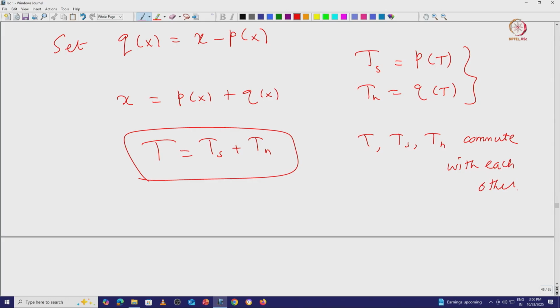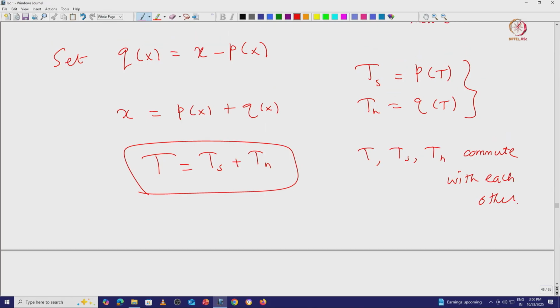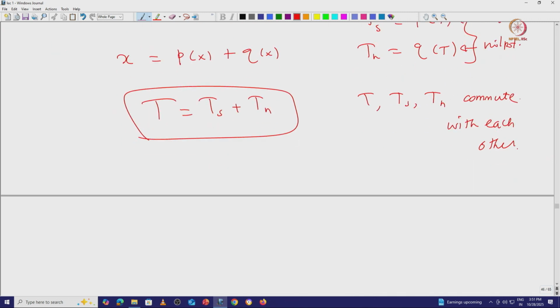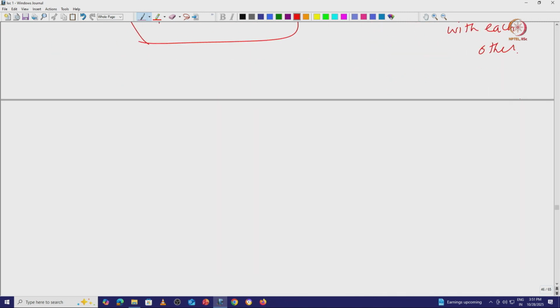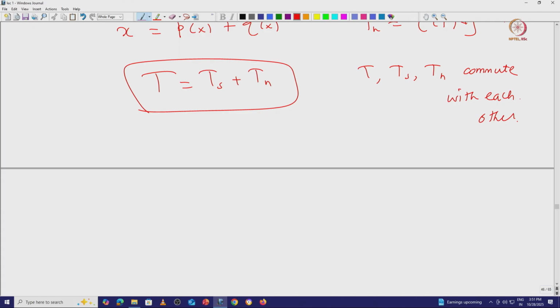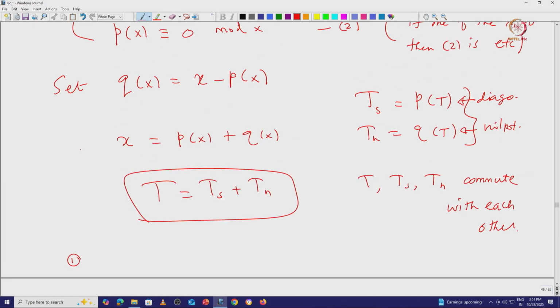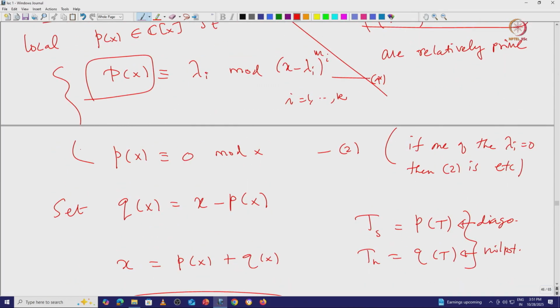Okay. So, all these things are now easy to verify, but the only thing that is remaining is to check whether this is diagonalizable or not and whether this is nilpotent or not. Okay. So, if we prove they are diagonalizable and nilpotent respectively, then we are done. So, just look at this equation 1.